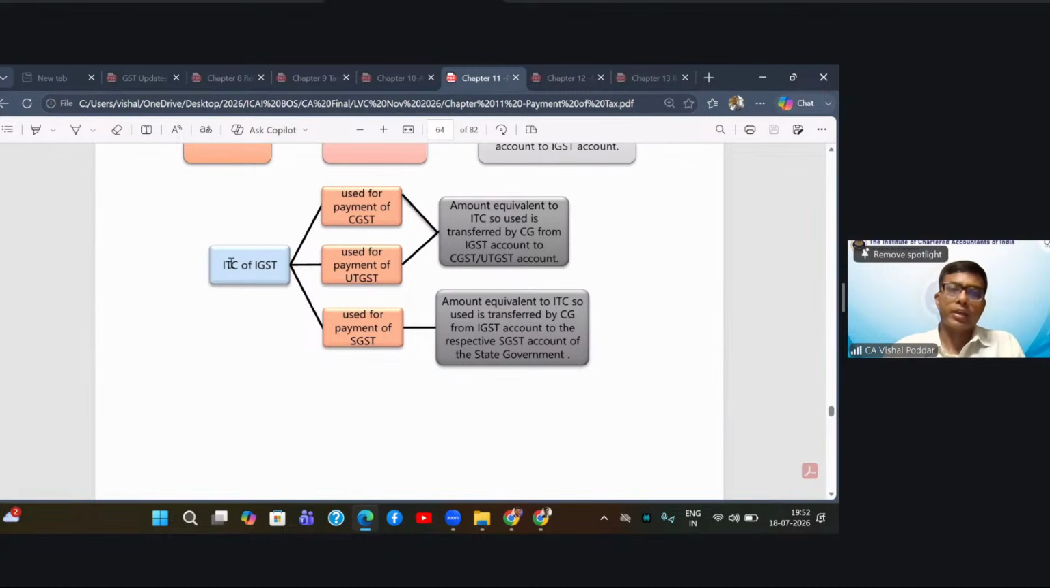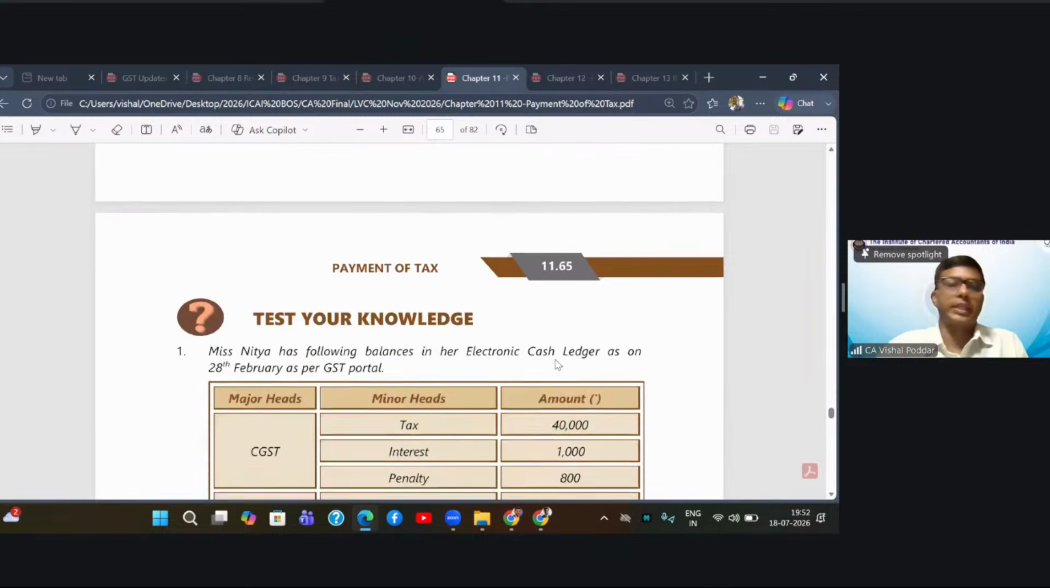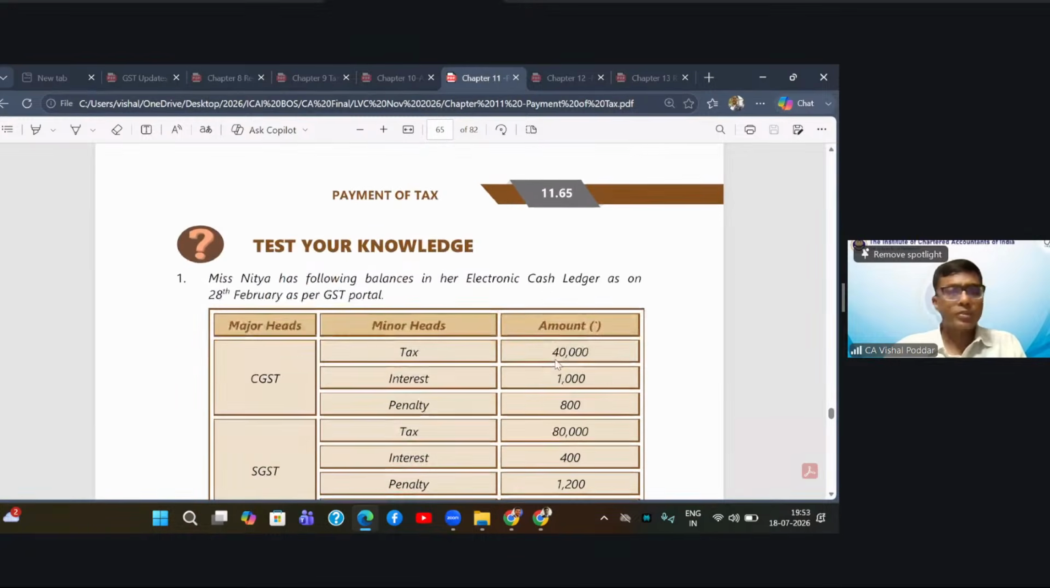Now, interestingly, where ITC of IGST is used for discharging SGST liability, the ITC so utilized will be transferred by the central government from their IGST account to the state government's SGST account against whom it is utilized. So here it will be cross: the center will be transferring the money to the state. I hope this is clear, students.